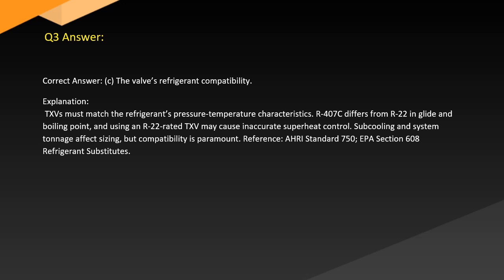Answer. Correct answer: C. The valve's refrigerant compatibility. Explanation. TXVs must match the refrigerant's pressure-temperature characteristics. R407 differs from R22 in glide and boiling point, and using an R22-rated TXV may cause inaccurate superheat control, subcooling, and system tonnage effect sizing, but compatibility is paramount. Reference. RE Standard 750. EPA Section 608 Refrigerant Substitutes.